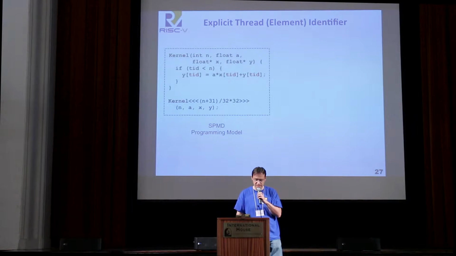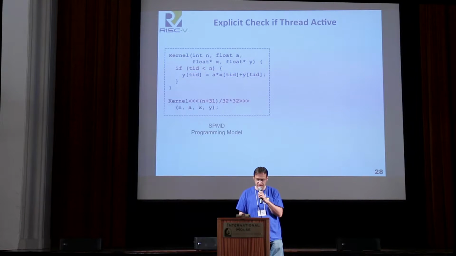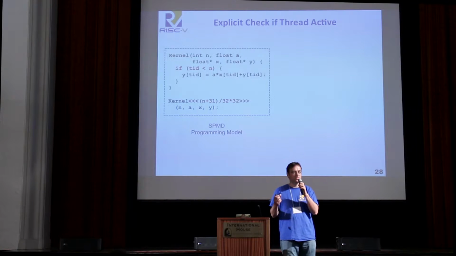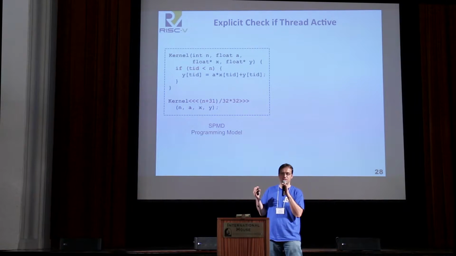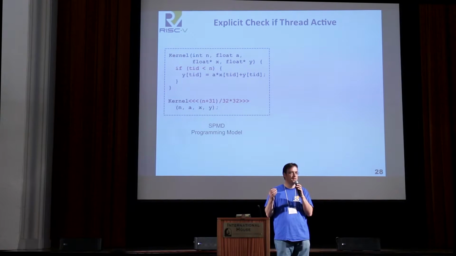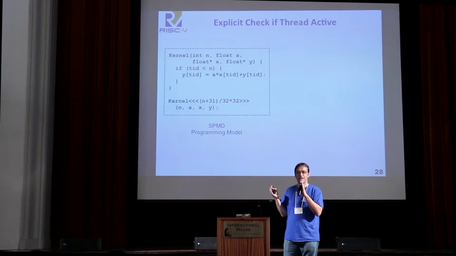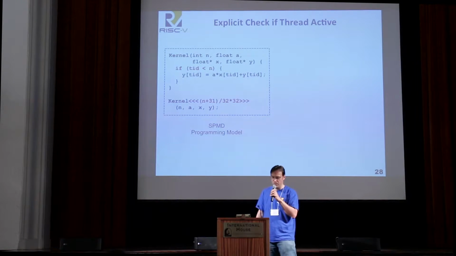Now you have this explicit thread element identifier, the TID, thread ID, in these programming models. And you need to do an explicit check to see if you're active, right? Because the thread blocks you send out are of some fixed size that doesn't necessarily match your problem size. So in every one of those work blocks, you're asking, am I supposed to be doing anything? And if so, go ahead, otherwise skip over the work, right?